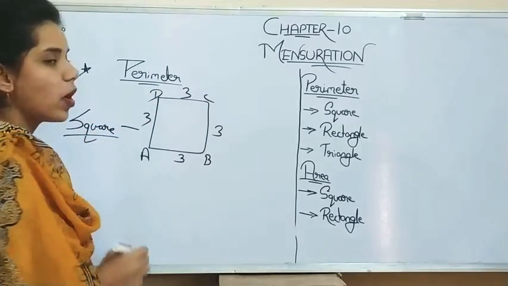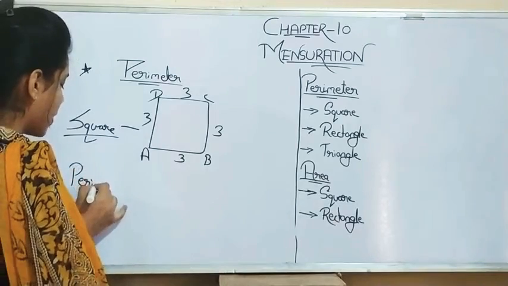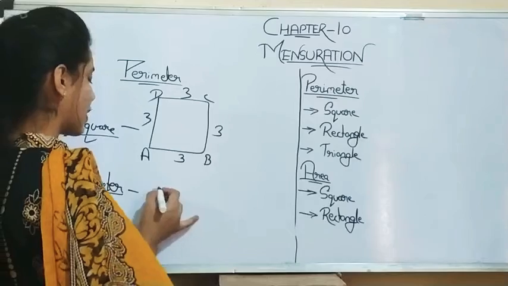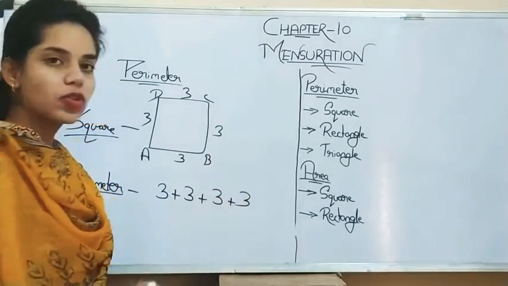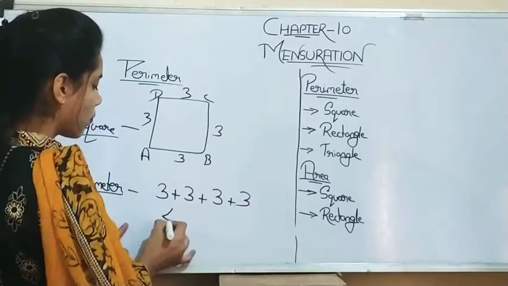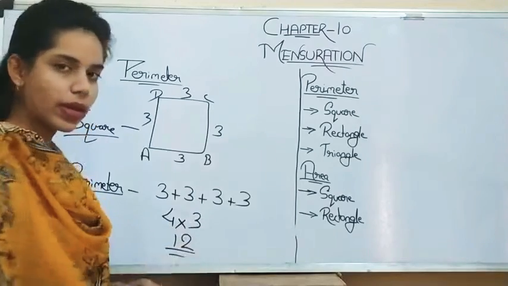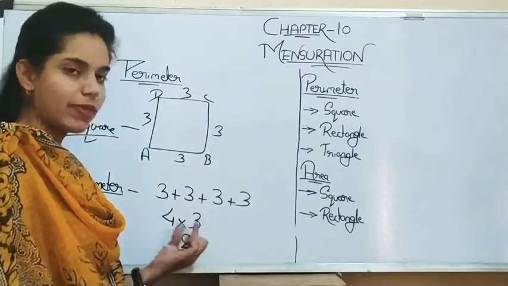Okay. So what will be the perimeter of the square? If we add all these measurements of length and breadth, 3 plus 3 plus 3 plus 3, what will you get? 4 times 3. So 4 times 3 will give you 12. These are 4 times 3, so 4 into 3 will give you 12.